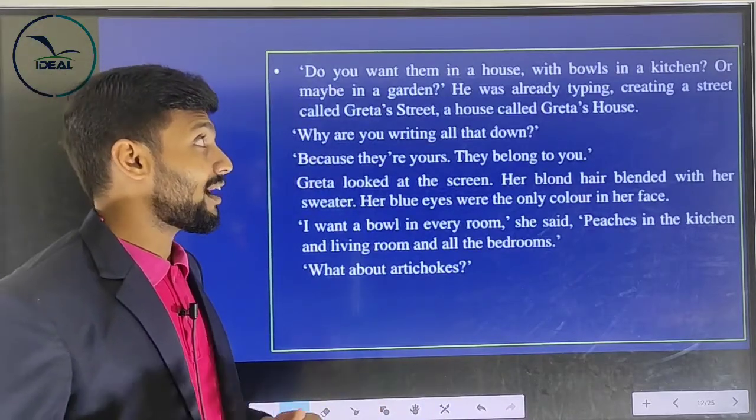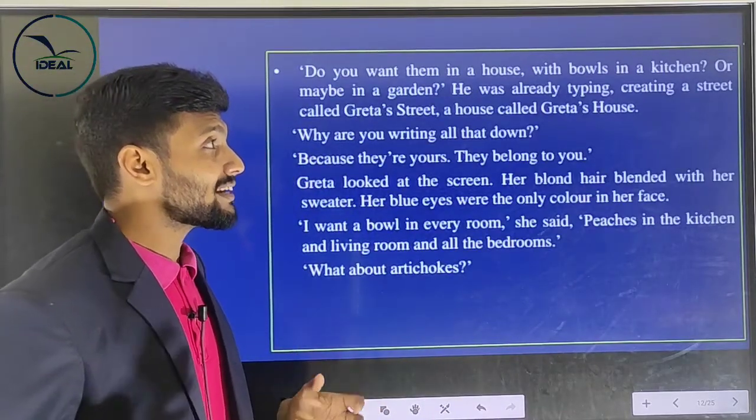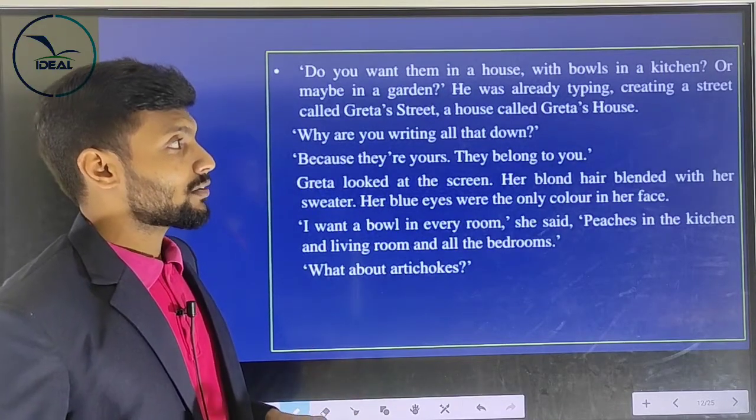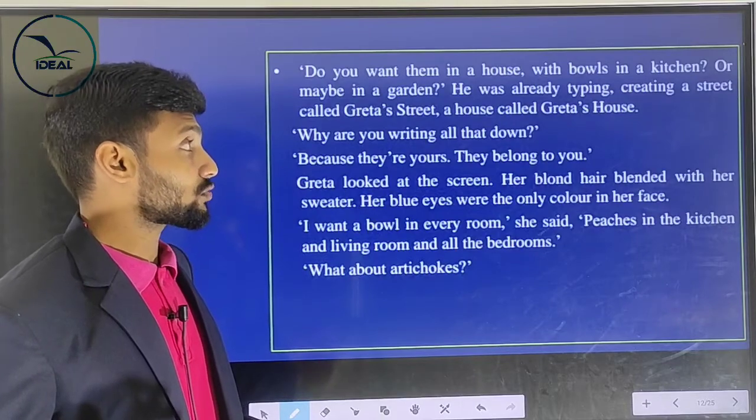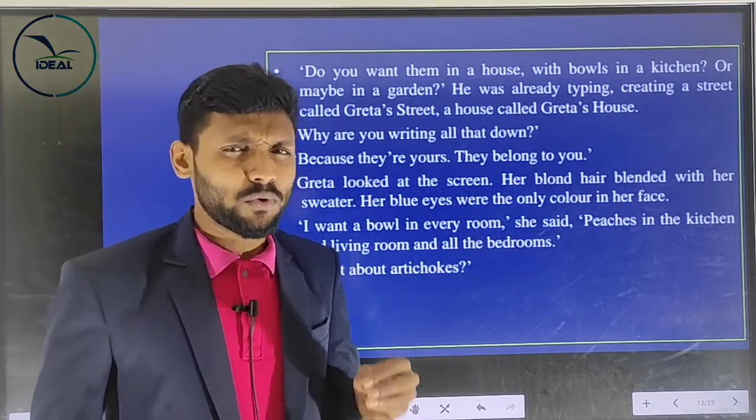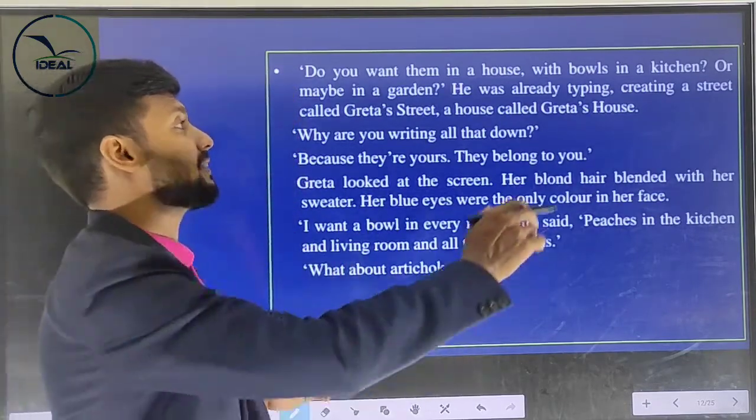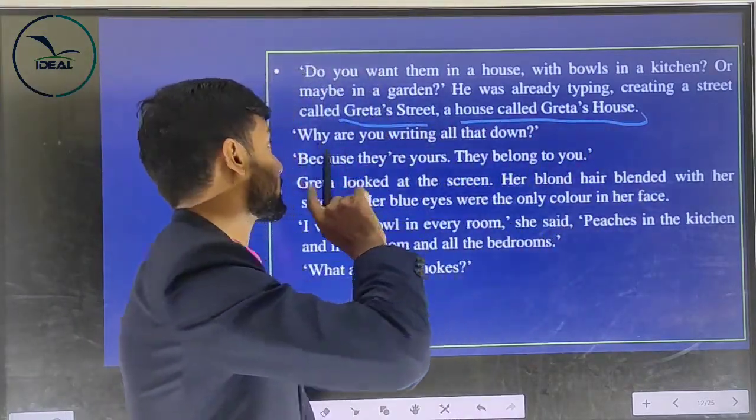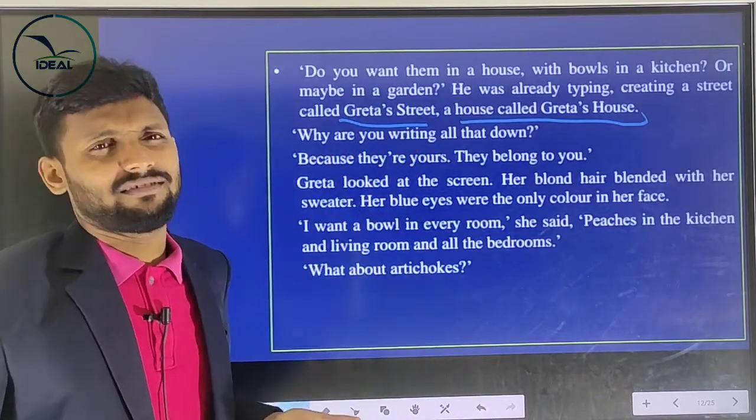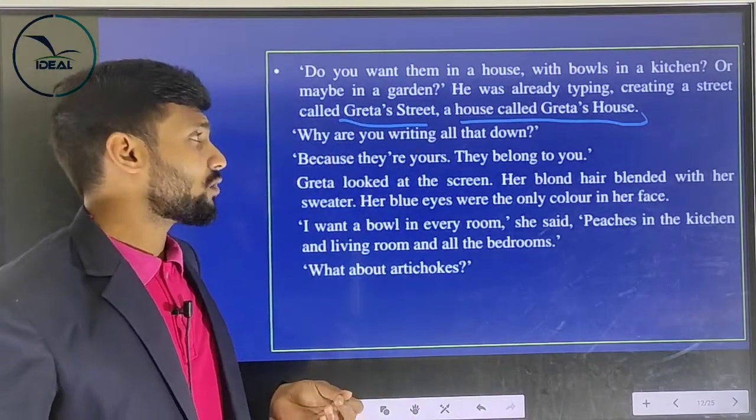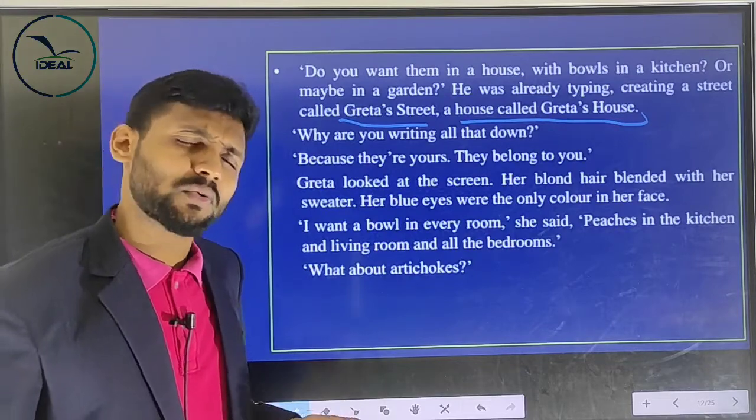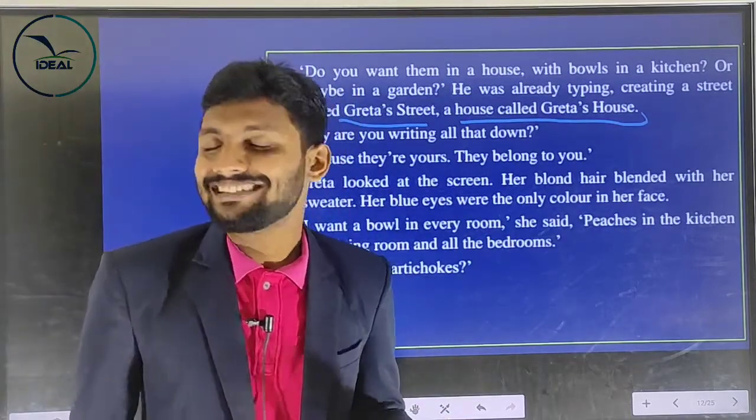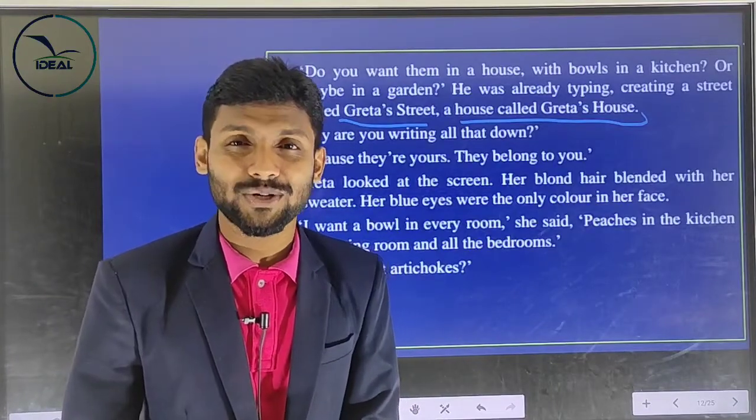Do you want them in a house with bowls in a kitchen or maybe in a garden? He was already typing, creating a street called Greta Street, a house called Greta House. So here father made on the internet a house called Greta House and a street called Greta Street. Then Greta asked, why are you writing all those down there? Why are you writing my name there? Because they are yours. That's why I am writing your name, my dear daughter.